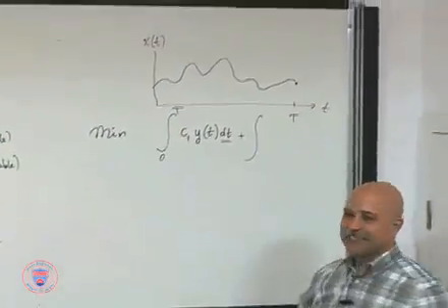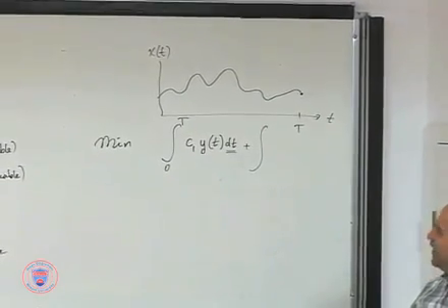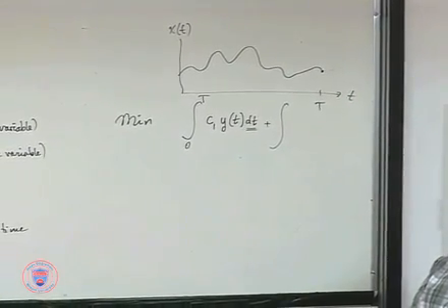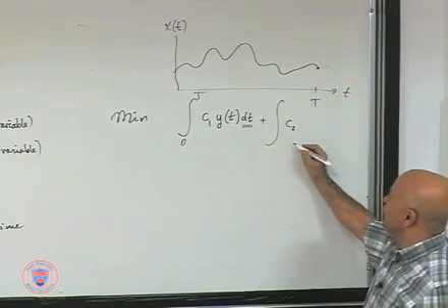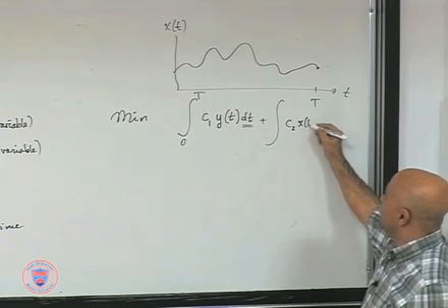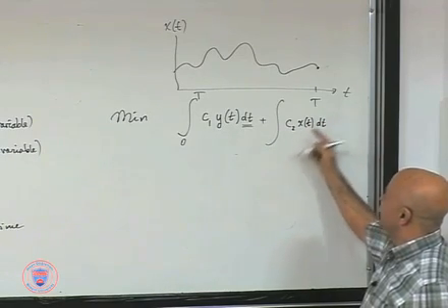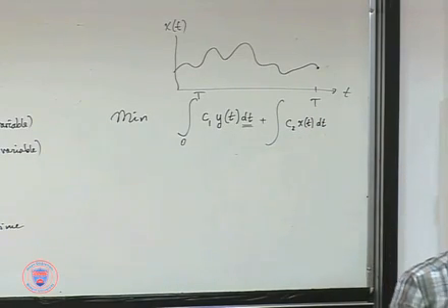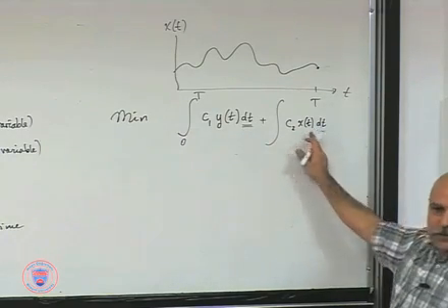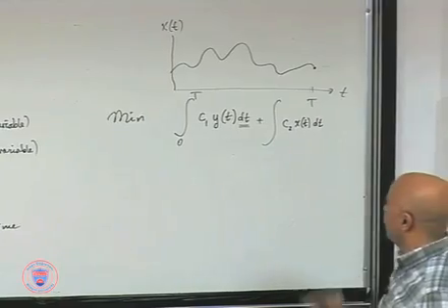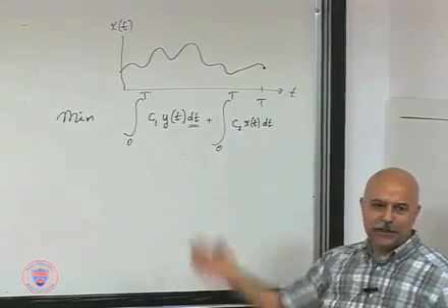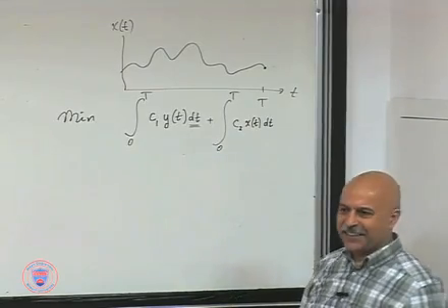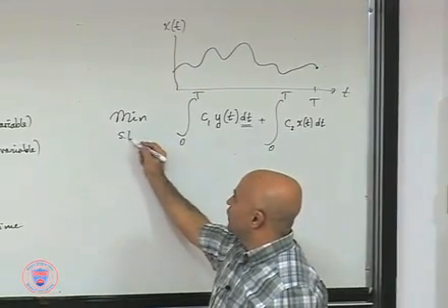There's a second integral here. What's the second integral? For the production. C2 times x of t dt. Again, C2 times dt will be the cost of production for that length of time times, of course, what you produce, the amount you produce, going from 0 to T. This has nothing to do with linear programming yet. Okay? Subject to constraints.